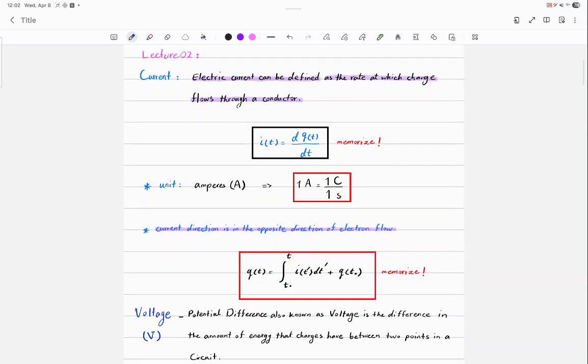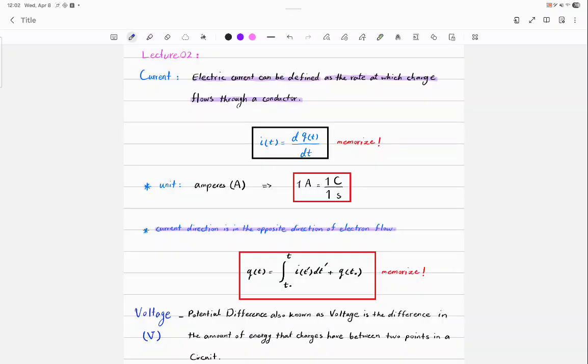These two equations are very important. Equations relating the current and charge. Now, under what conditions do we use the first one, the top one? For which type of problems do you go for the first formula? If Q is given to you, if charge is given to you and they ask for current, you go for the first one, right?